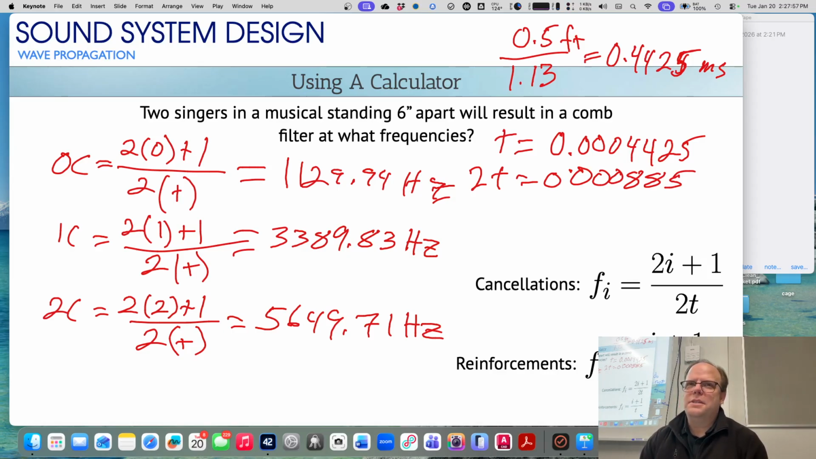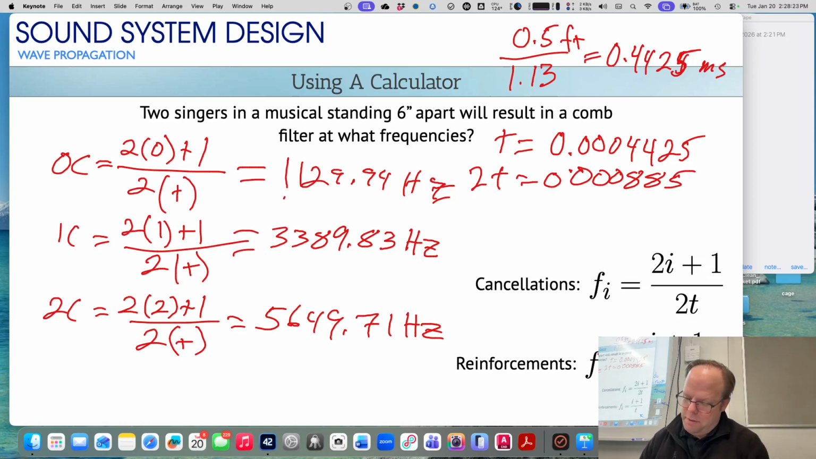Once you get the first cancellation, the second cancellation is times 3. Yeah. The next cancellation is the first times 5. And you just times it by odd number multiples every time. So do you times it by a prime number? Or, no, that's not.